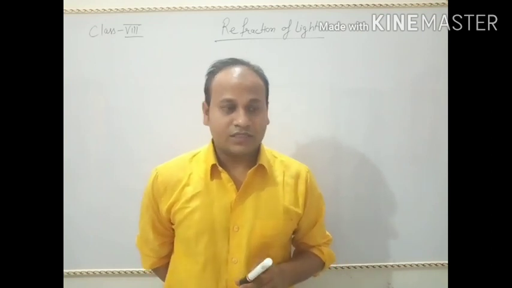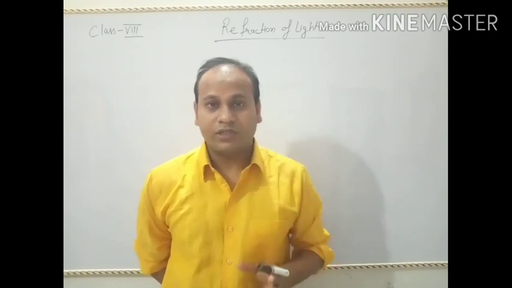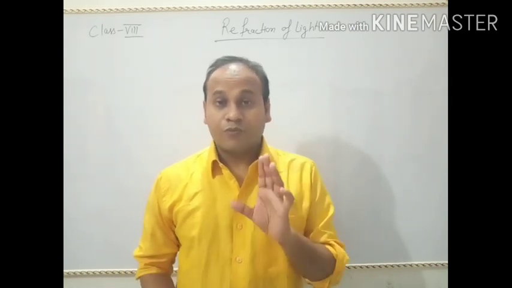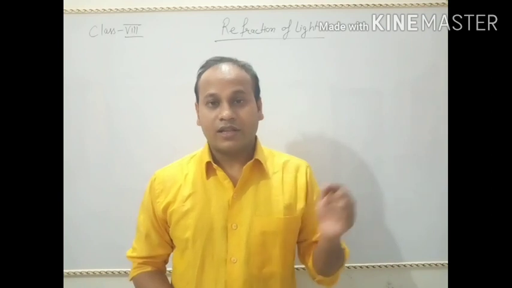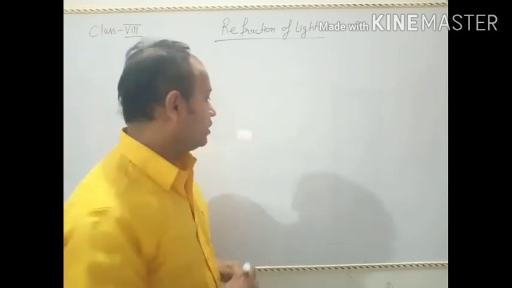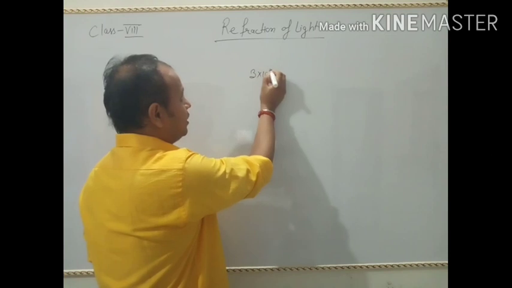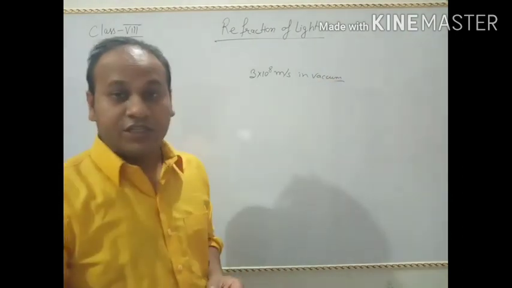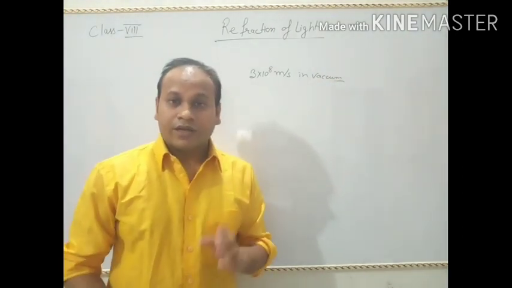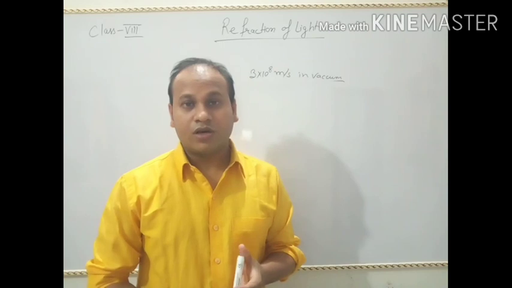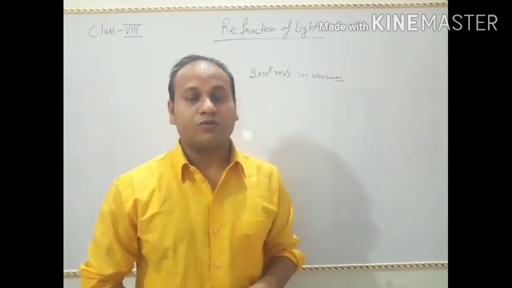The first thing about the light is that light is a form of energy which gives us the sensation of visibility. Means light enables us to see the objects around us. Some properties of light are also there, like that light always travels on a straight path. Light has the maximum velocity, which is 3 into 10 to the power 8 meter per second in vacuum. This is the speed of light in vacuum. And light can pass through the transparent medium, and partially it can pass through the translucent mediums also.